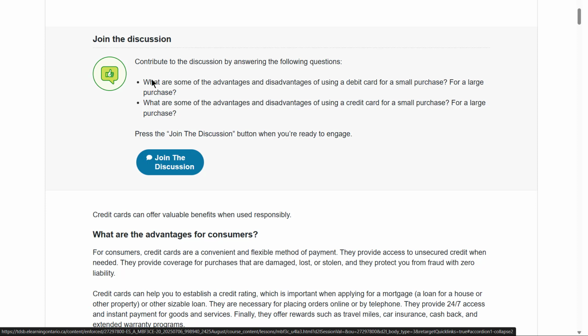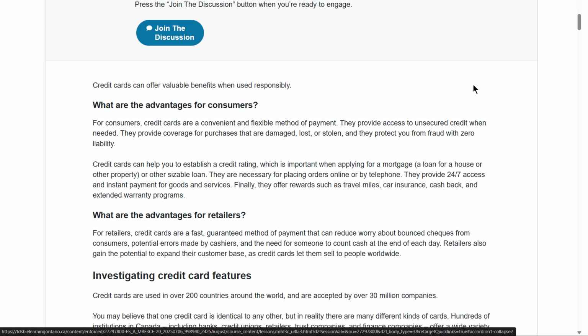What are some advantages and disadvantages of using a debit card for small purchases, for large purchases, and what are some advantages and disadvantages for credit cards for small and large purchases? That's why we can move on to that. Let's see. What are some advantages for consumers? Let's see.